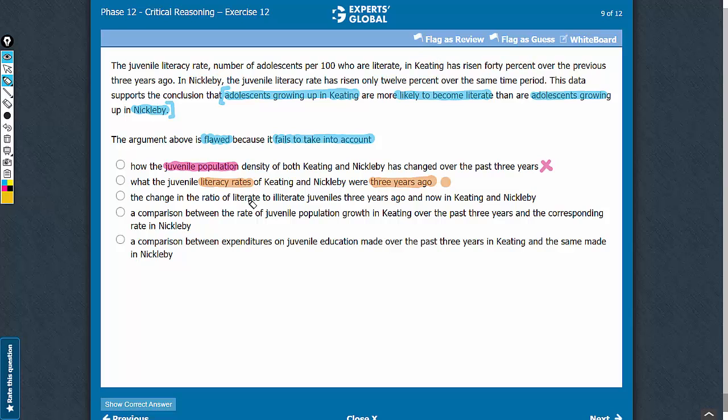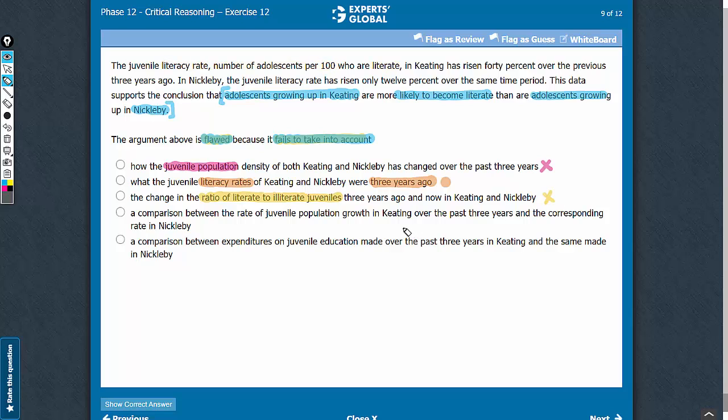Answer choice C. The argument mentions literacy rate, which is the number of literate adolescents per 100 adolescents. So it can be inferred that from this literacy rate, the number of literate adolescents and the number of illiterate adolescents per 100 adolescents can be calculated. In other words, the ratio of literate to illiterate juveniles is already considered in the argument. So this answer choice does not indicate any information, failing to account for which would be a flaw in the argument. So let's eliminate this answer choice.